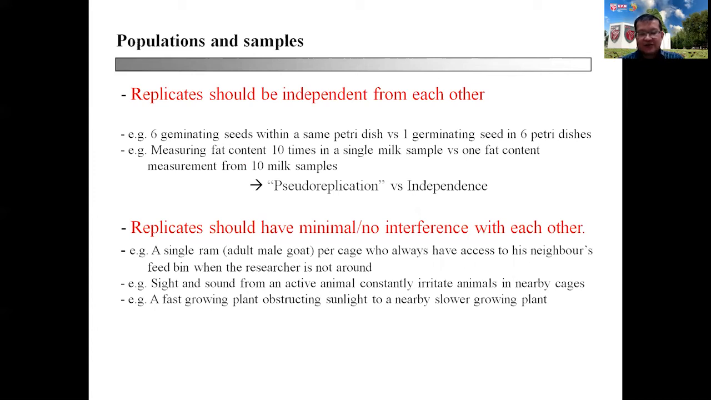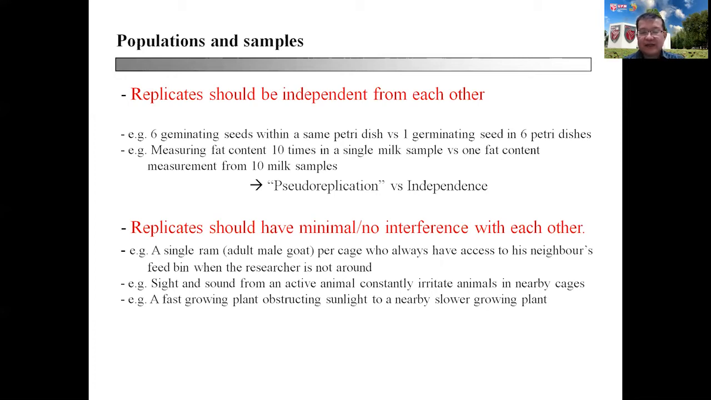Well, you can look at these 2 examples here. 6 germinating seeds within a single petri dish versus 1 germinating seed in 6 petri dishes. This is more or less similar to our discussion on sampling units held earlier on the earlier slides. Or you can have another scenario whereby you're measuring fat content 10 times in a single milk sample versus one fat content measurement from 10 milk samples.